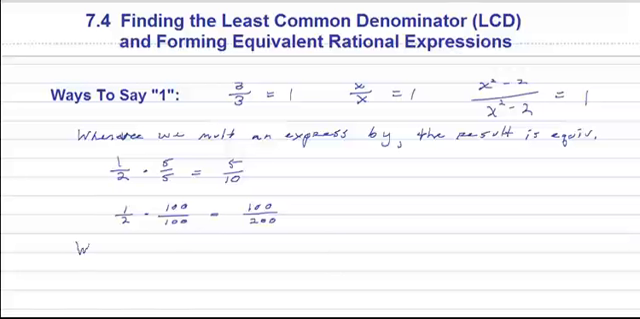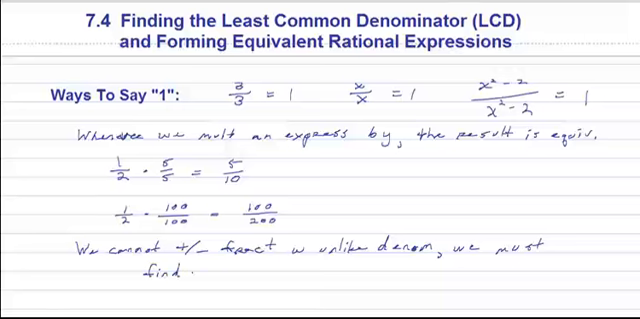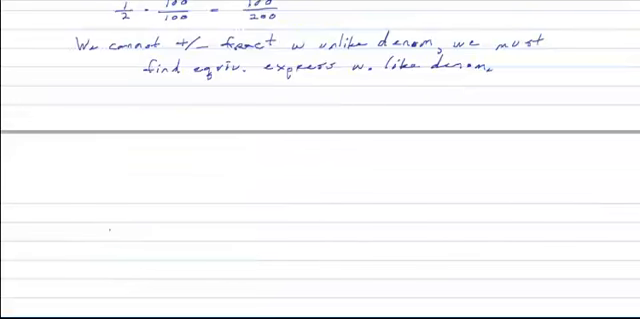So, since we cannot add or subtract fractions or rational expressions with unlike denominators, we must find a way, or we must find equivalent expressions with like denominators. Then we can add them or subtract them.